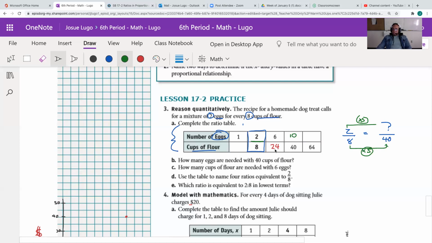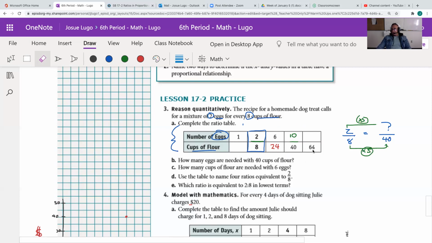Now, 6/24 and 10/40 are also proportional. They're also equivalent. But the reason I didn't use 6/24 is because there's no whole number I can multiply 24 by to get exactly 40. If you multiply these, 24 times 10 is 240, and 40 times 6 is also 240. So they are still equivalent, but it's just not as neat. It's not as obvious as 2/8 is.